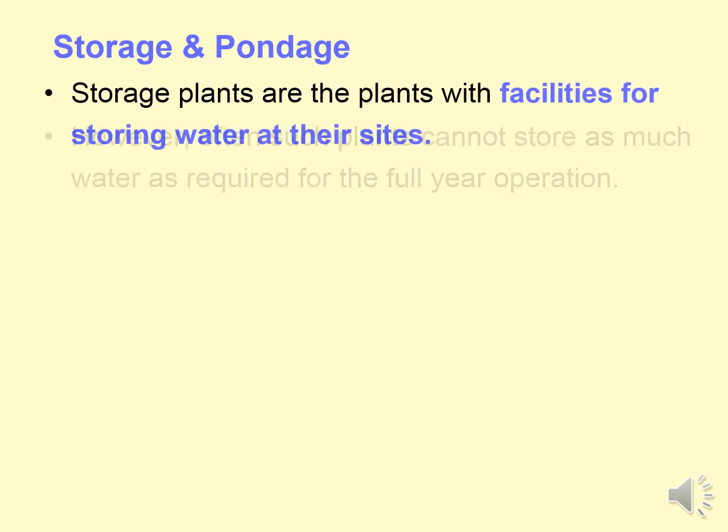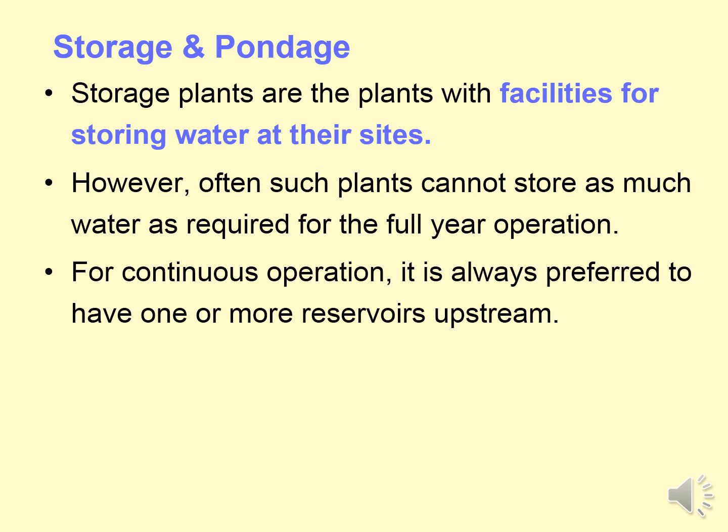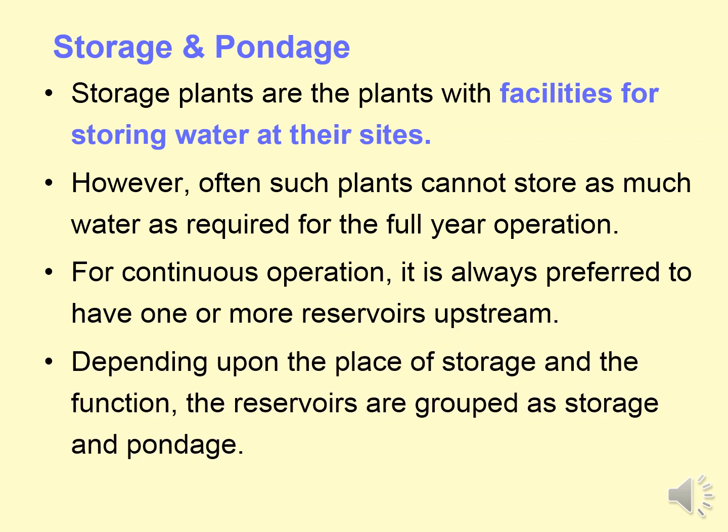Next we will go for storage and pondage. This is also very important. A short note will be asked in the exam. Storage plants are the plants with facilities for storing water at their sites. However, often such plants cannot store as much water as required for the full year operation. For continuous operation, it is always preferred to have one more reservoir upstream. Depending upon the place of storage and the function of the reservoir, they are grouped as storage and pondage.